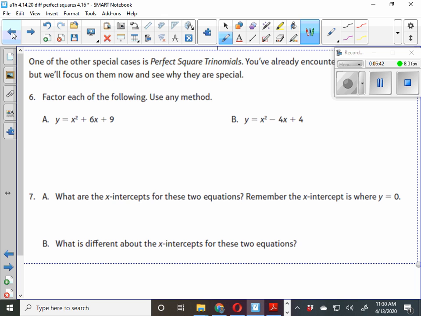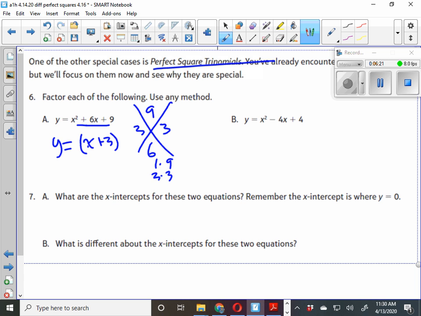One of the other special cases is called a perfect square, which we've already seen, right? Now notice one of the things I'm trying to get you to look at is the square root of 9 is 3. If you double 3, you're going to get 6. I know this is a perfect square just by looking at it. So let's do this anyway with a basic factorization. We're looking at factors of 9 that add up to 6. 1 times 9, 2, no, 3 times 3. It's got to be 3 and 3. These are both positive, so y equals x plus 3 quantity squared.